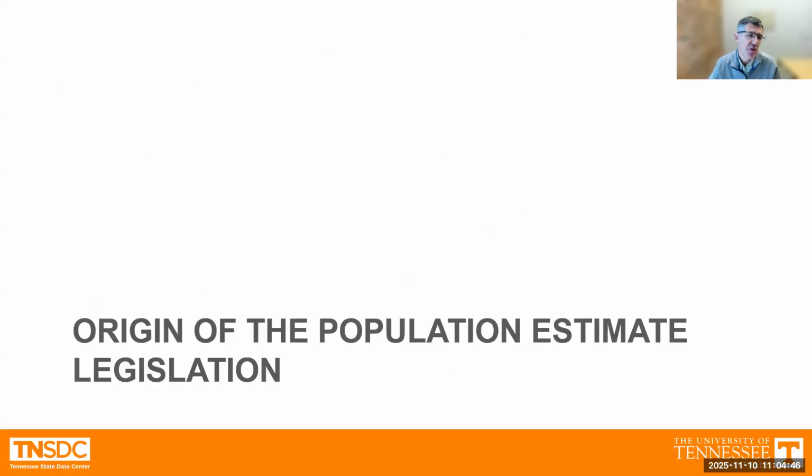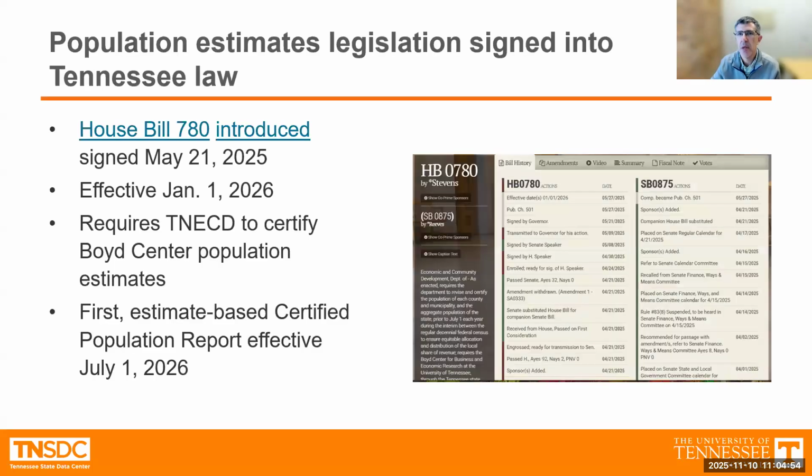Okay, so now we're going to give you just an overview of the population estimate legislation, and really, to a degree, population estimates in general, so you're aware of what the change is. This population estimates law was introduced in this last spring. It was signed into law on May 21st by Governor Lee, and it becomes effective on January 1st, 2026.